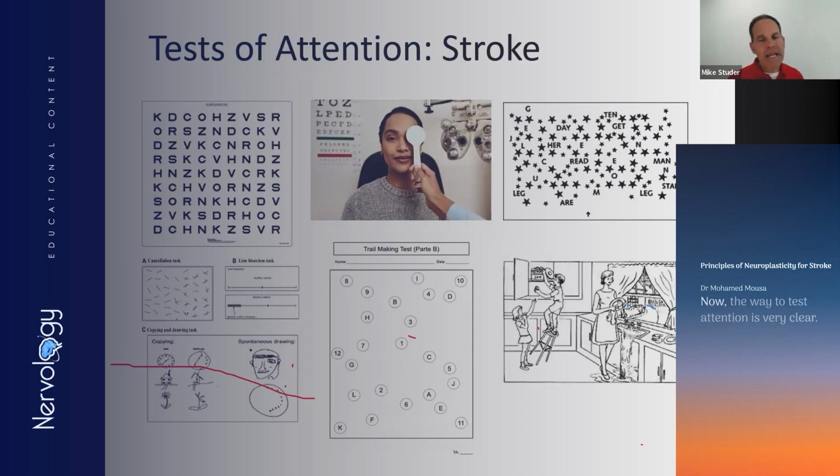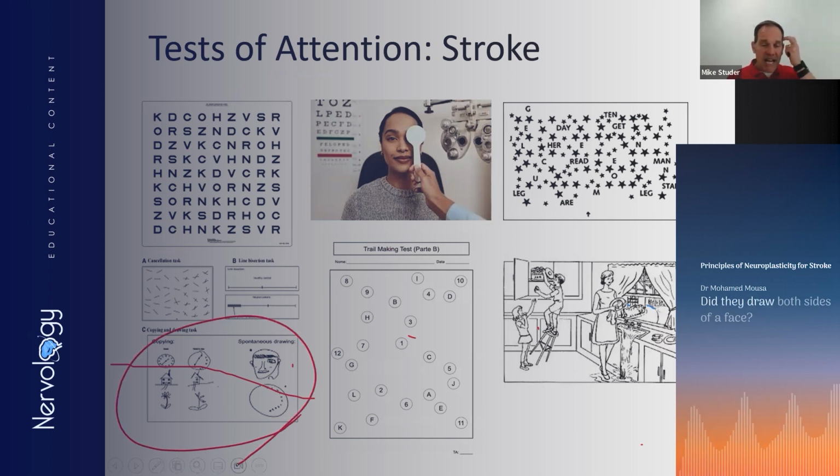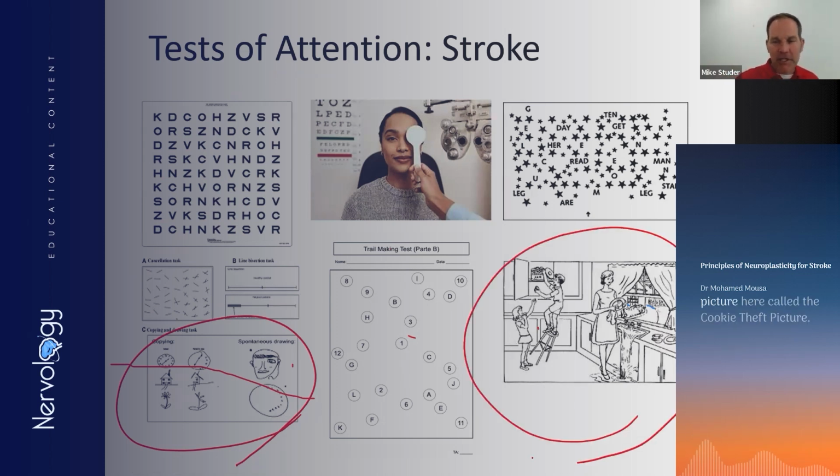Now, the way to test attention is very clear. There are many different ways to do that, and I've only shown you some here on the screen. Drawing different figures. Did they draw both sides of a face, both sides of a flower? Did they represent the entirety of a clock? Recognizing in a very famous picture here called the cookie theft picture. This is a test of attention.